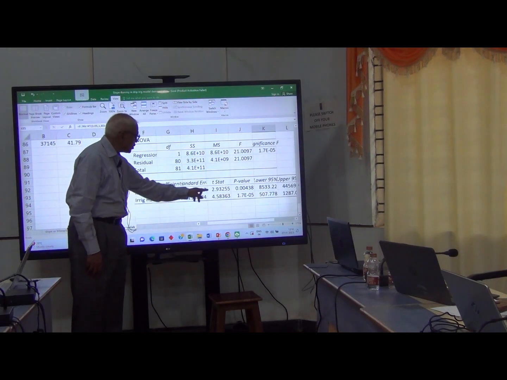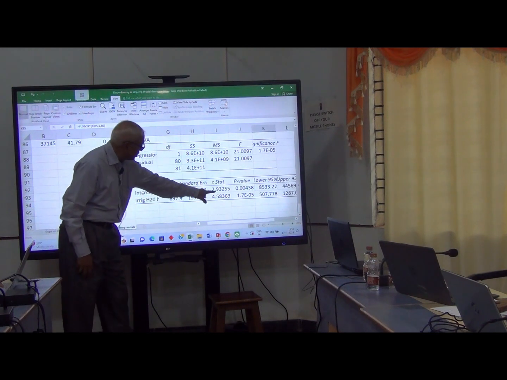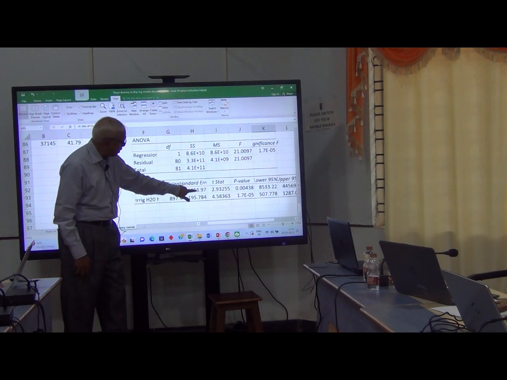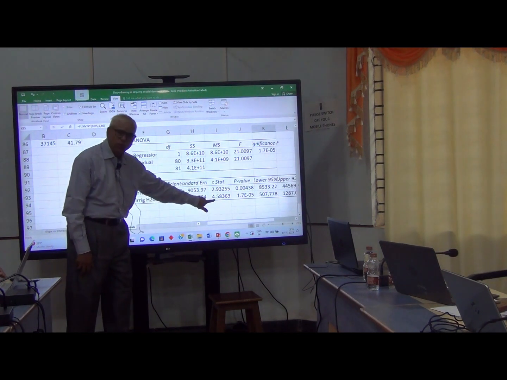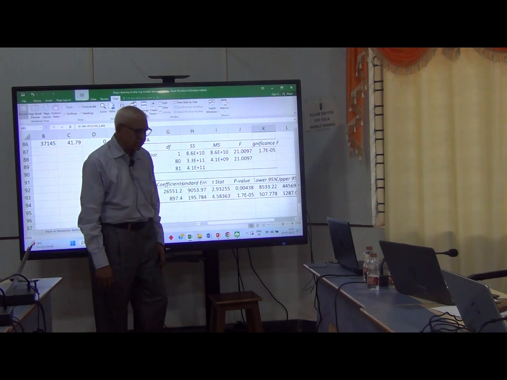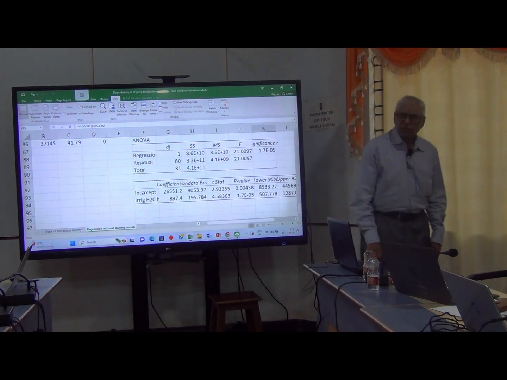This is the standard error, which is used to find out the t statistic: b by se. That is, if you divide this by this, you will get this. You divide this one by this one, you will get the t statistic. If you divide 18 by 195, you will get 4.5. That is the t statistic. Okay. Now any question on this? We have done simple regression.